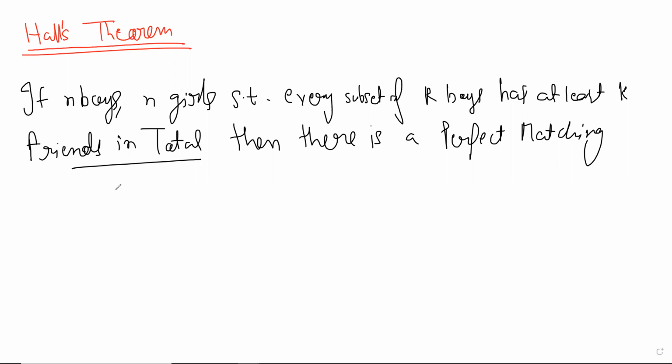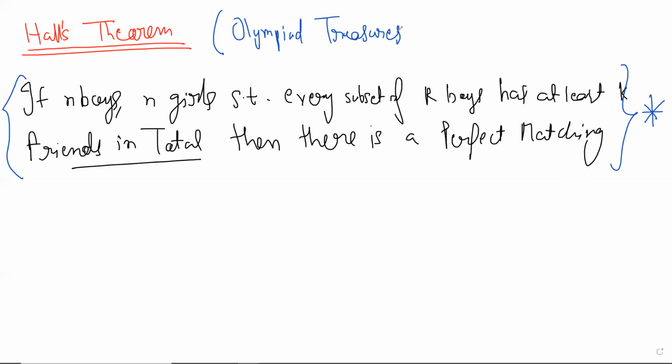Basically, you understand the condition, right? Any k boys will have at least k friends. Let's call this condition star. Maybe I can suggest that you find problems, applications of this theorem, in that book, Olympiad Treasures. Just have a look. I don't remember the exact chapter, just search for Hall's theorem in that book. Try the first few questions. But let me say the other side of it first.